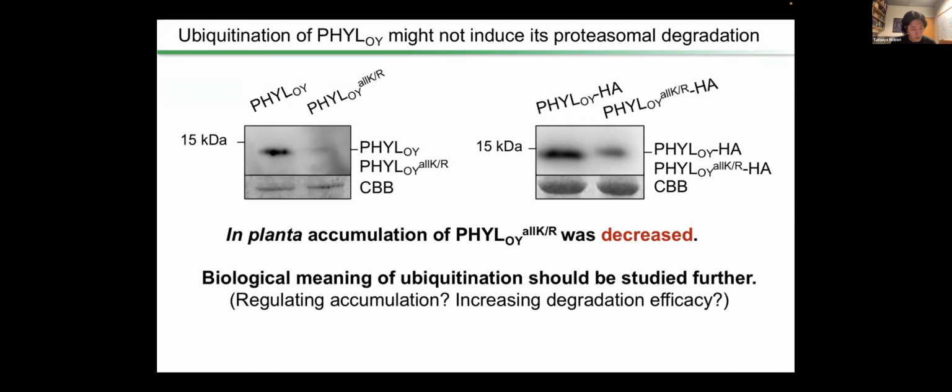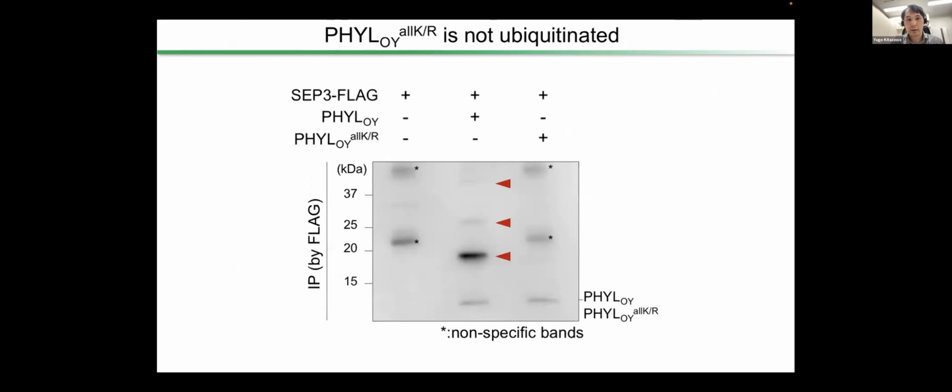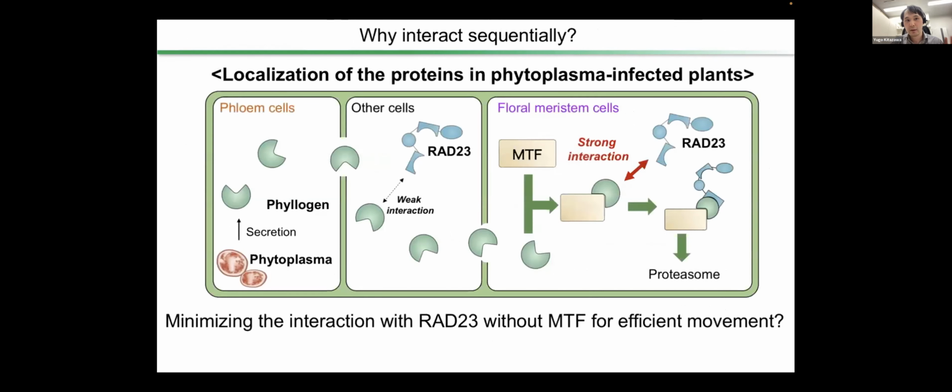Maybe another question from my side. I thought that the sequential binding is interesting. Is it advantageous for the effector to first bind to the target, not to the proteasome complex? No clear answer, but we speculated.